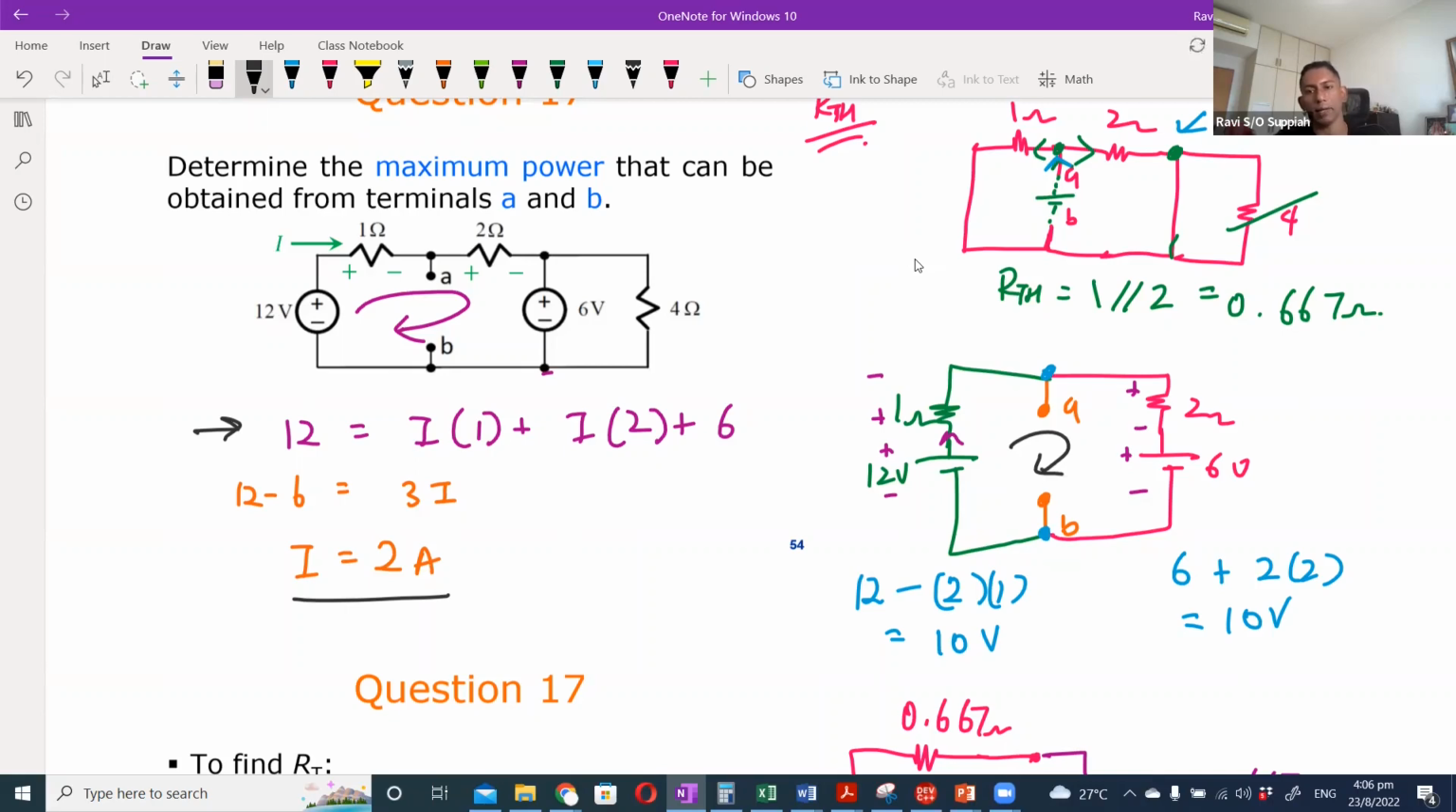If I take the left-hand side branch, it is the 12 volt source. But for the resistor, the voltage drop is in the opposite direction, because for the 12 volt, the plus is on top, minus is below. For the 1 ohm, the plus is below, minus is on top. So it's in the opposite direction, so I subtract. For the right-hand side, they are both in the same direction, so I add up. So whichever branch you choose, you get the same answer. You get 10 volts as the VTH.